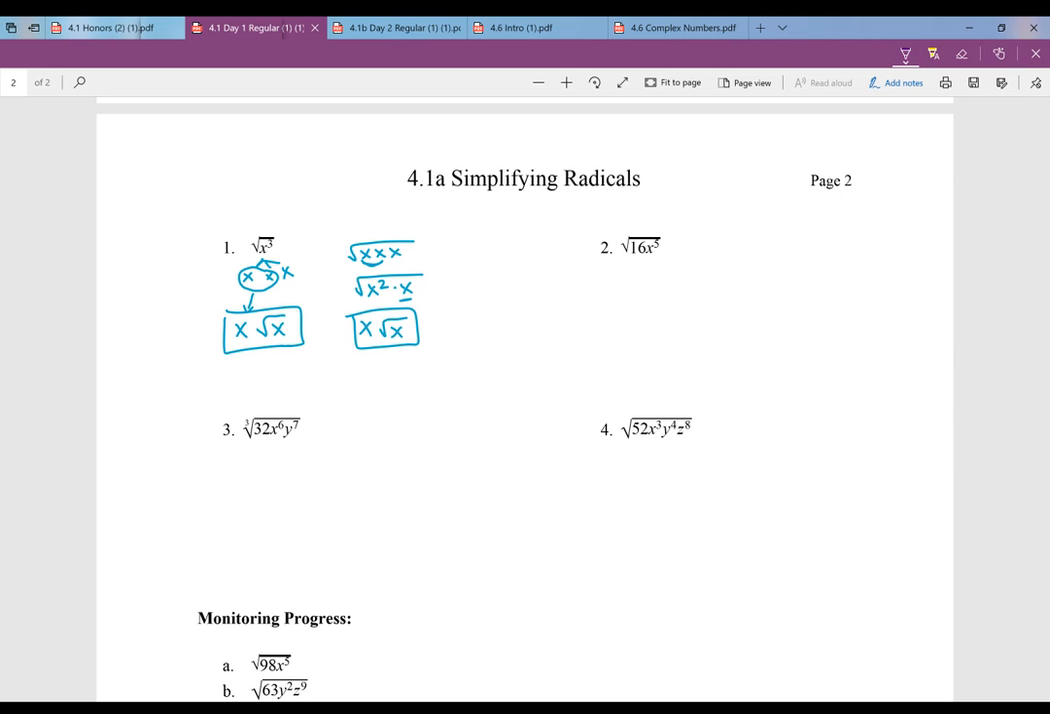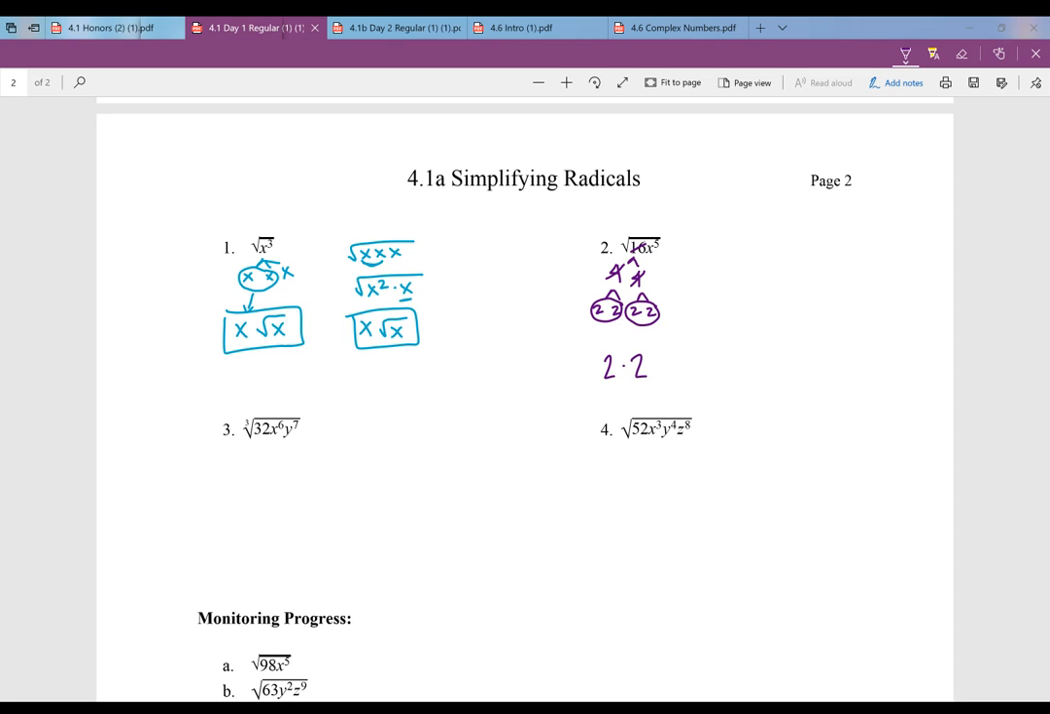Let's look at number 2. So when we have a number and a variable, we're just going to do them separately. So first we'll do 16. Well, 16 is 4 times 4. 4's will break down to 2's. So now we have four 2's. We're looking for groups of 2 because we have a square root. So we have 2 groups of 2. So we're going to pull a 2 out from each of those groups.